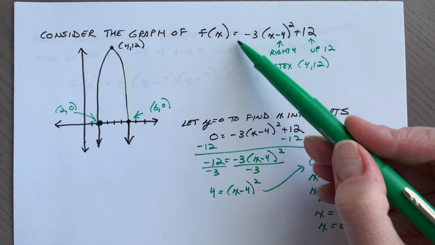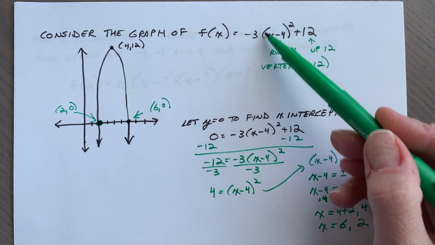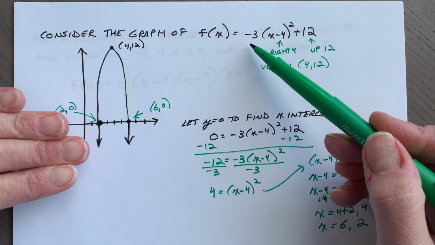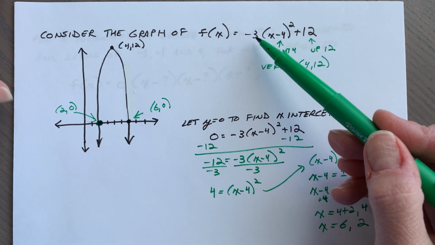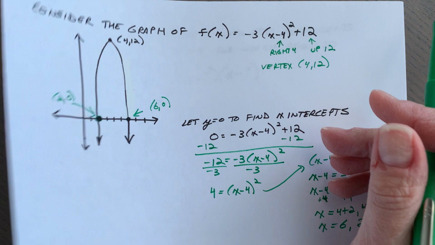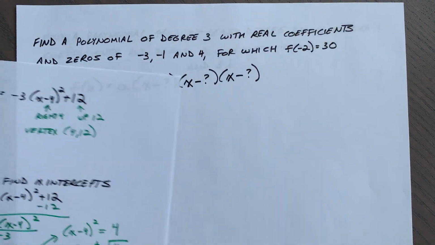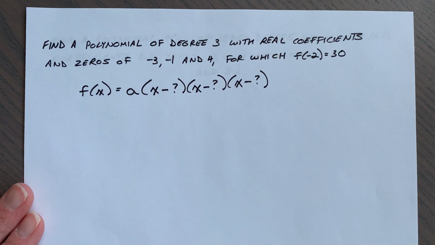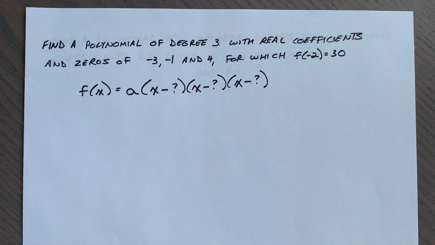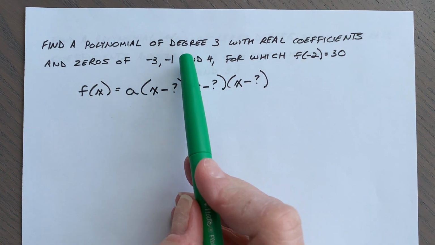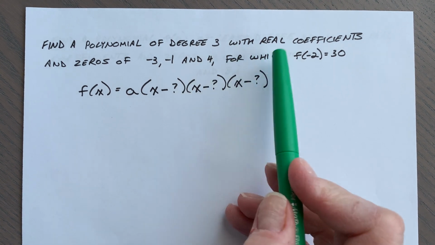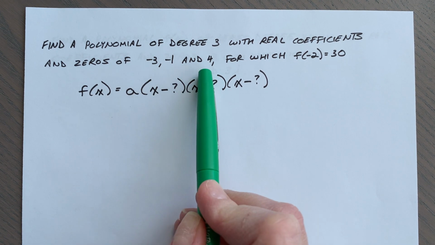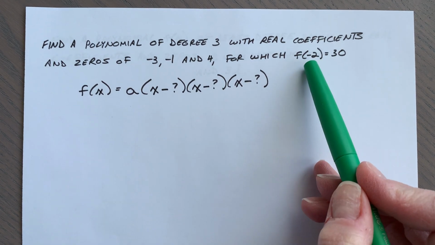And I want you to notice also here the fact that we had this coefficient, right? This negative coefficient affected that we were reflected downward and made our graph narrower. Now, the next step that we're going to do is use information to write the equation of a polynomial function. So let's say we're given these directions. We are to find a polynomial of degree 3 with real coefficients and zeros of -3, -1, and 4, for which f of -2 is 30.